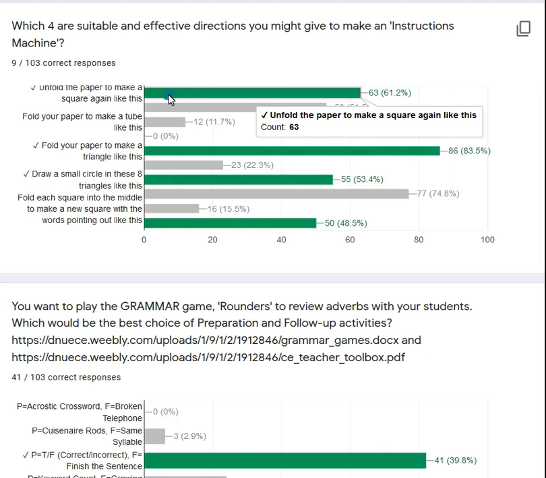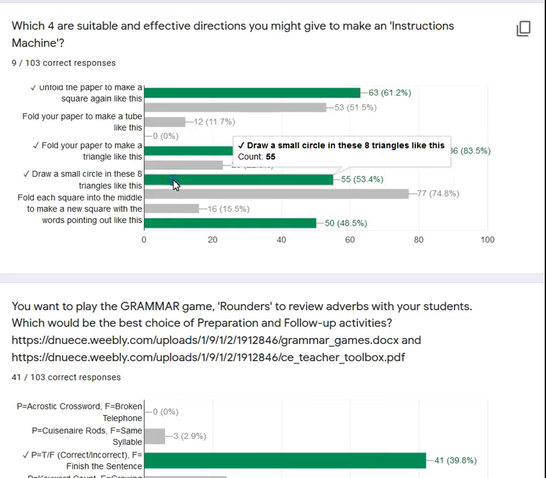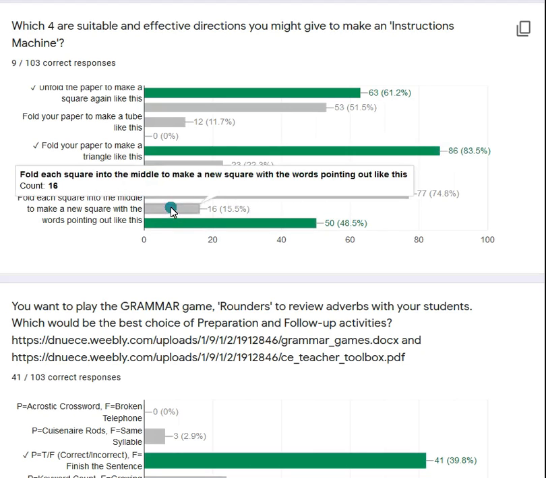So you need to know how to give a good full direction and how to make that craft, in this case, instruction machine. Fold your paper to make a triangle like this. Again, nice full direction. Draw a circle in these 8 triangles. So that was in this 8, kind of around the middle. Yes. Fold each corner into the middle. Yes. Fold each square into the middle to make a new square with the words pointing out like this.